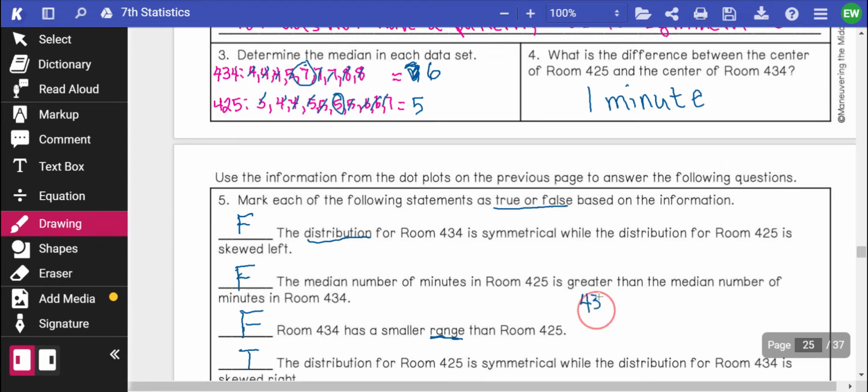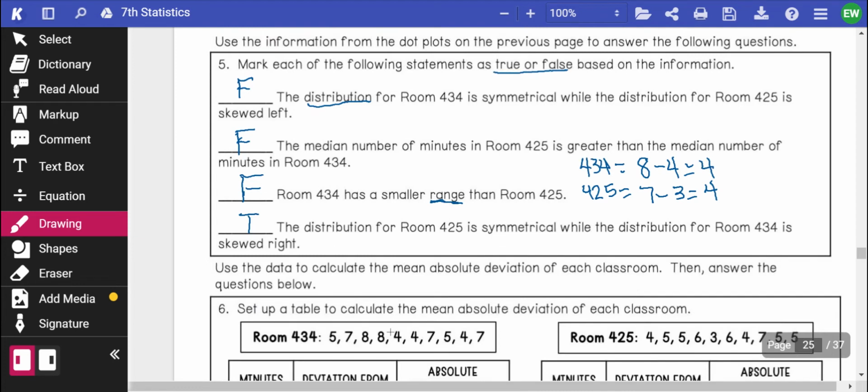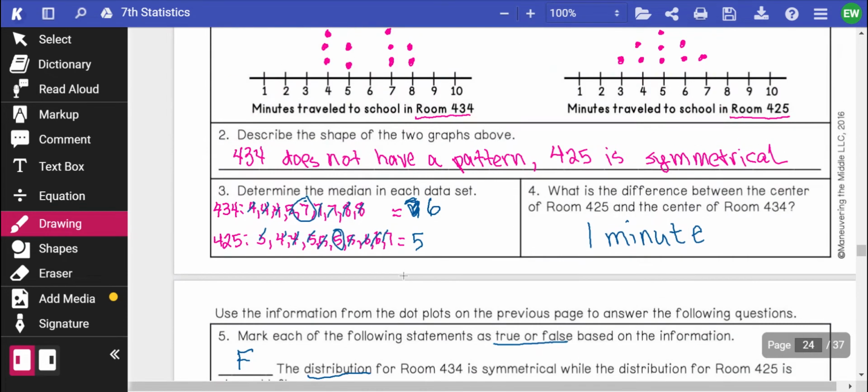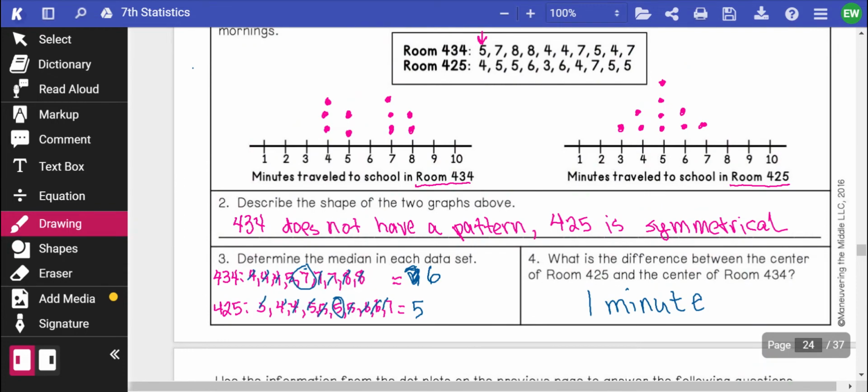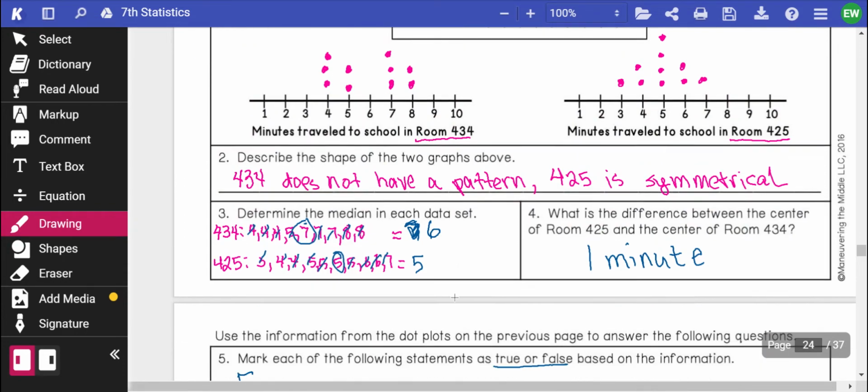So 434, the highest number is 8 and the lowest number is 4. So the range is 4. 425, the highest number is 7, the lowest number is 3. So that's also 4. That's why this one is false. The distribution for 425 is symmetrical, while the distribution for 434 is skewed right. That one is true. Okay, so it leans, not quite sure about that one.